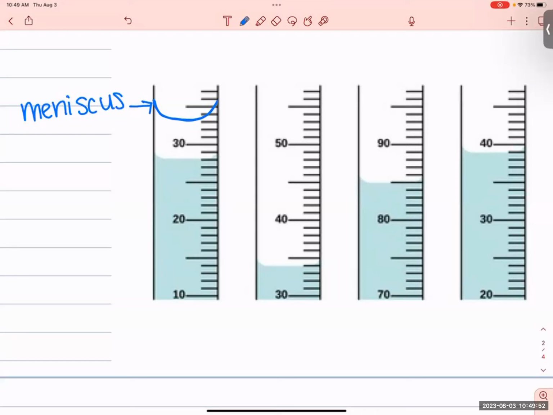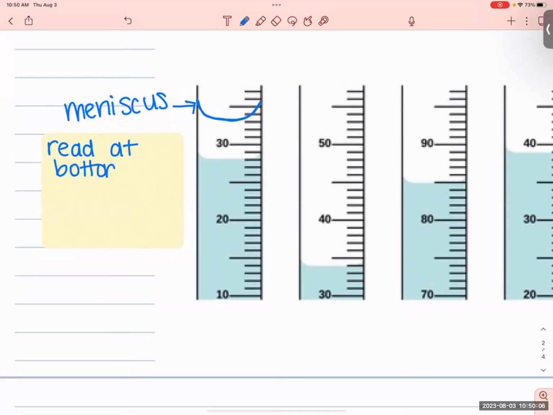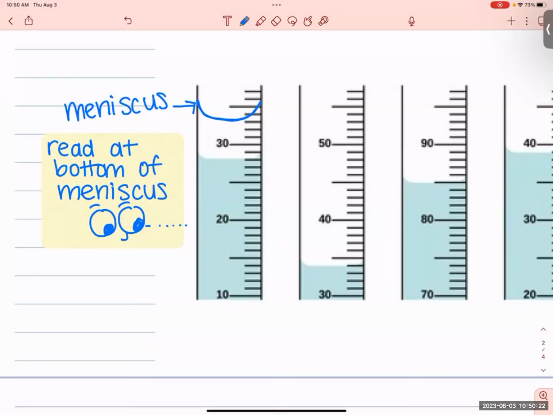You always read at the bottom of the meniscus. And make sure that when you're reading in the lab, that you are eye level with that meniscus. Okay, you don't want to hold it up in the air and look at it at an angle because you're going to read it wrong. You need to be eye level straight on with that meniscus.